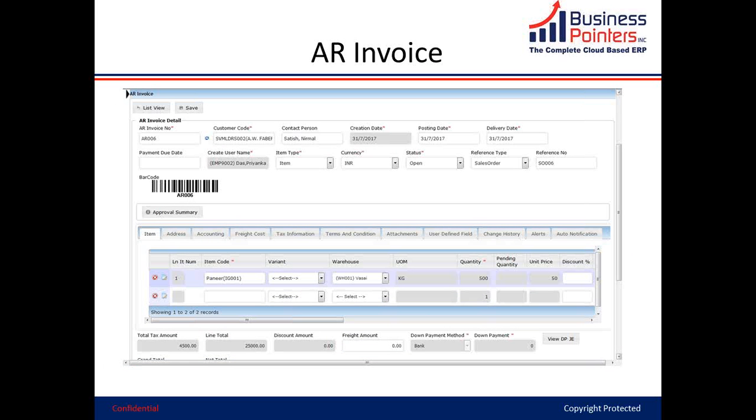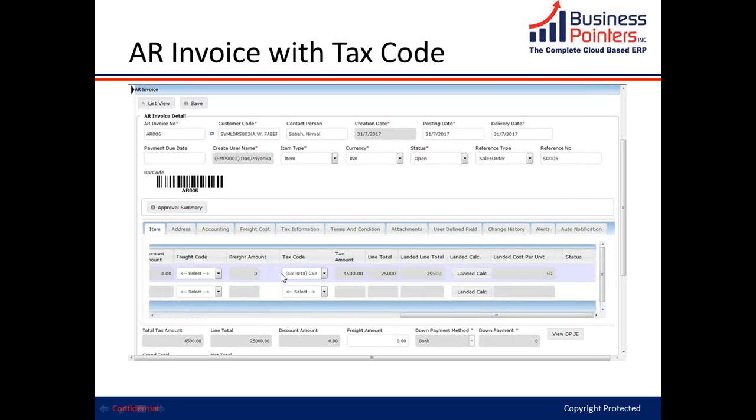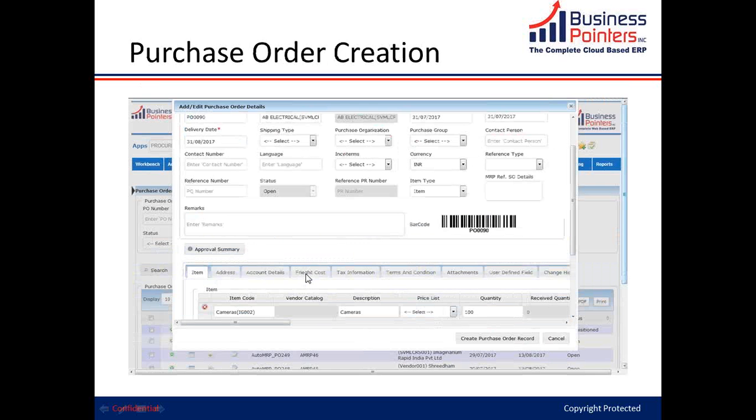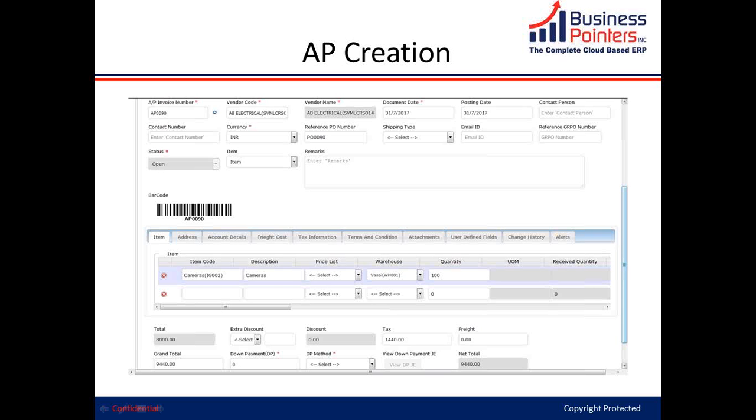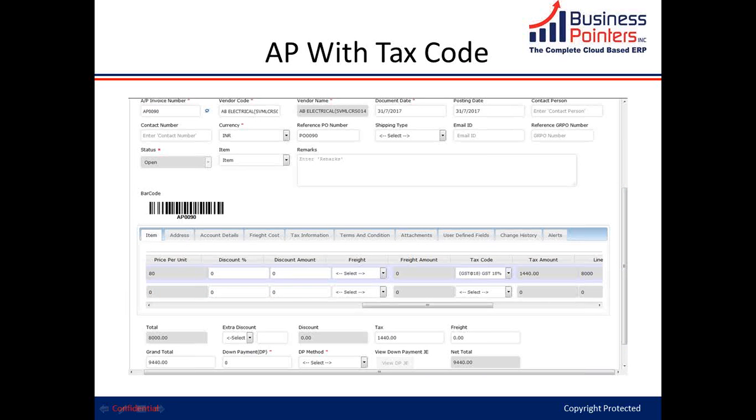Next is the AR invoice. Again, I have referred to that particular sales order and created the AR invoice, and the tax code is calculated again against that item. This is the purchase order creation against the vendor. I took one product and the GST here is 18%, so it will be populated here and the calculation will be given over here: the tax amount is this and the line total is this.